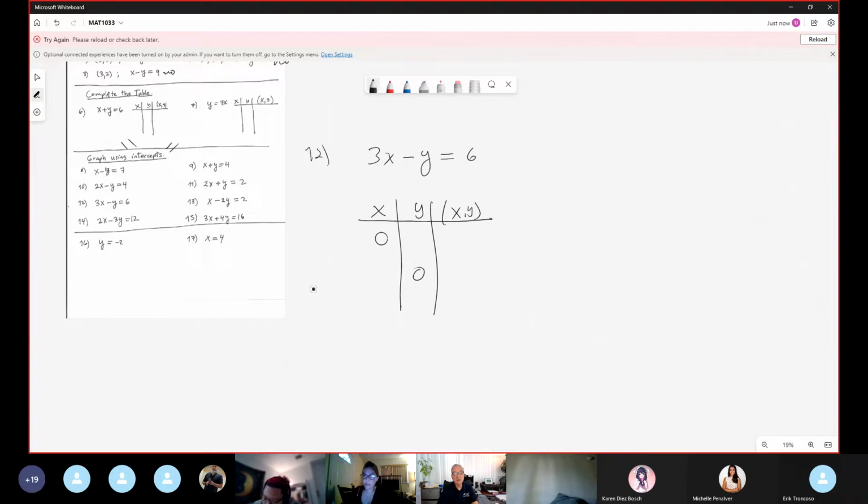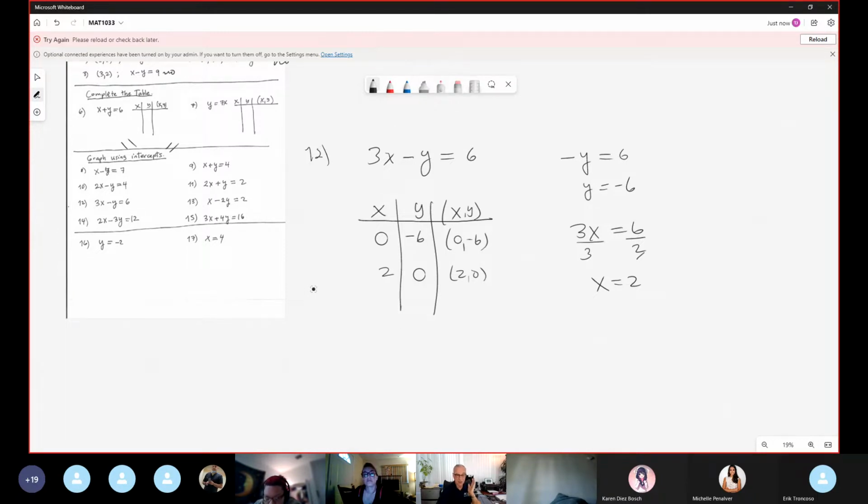And 0. When x is 0, my equation is reduced to minus y equals 6, therefore y is minus 6, and the point is (0, -6). When y is 0, my equation is reduced to 3x equals 6, divided by 3 both sides. x equals 2. The point is (2, 0). And these are the intercepts that help me to do this.